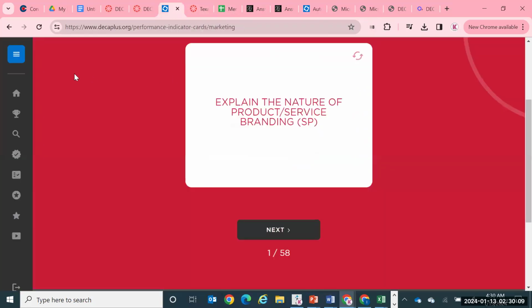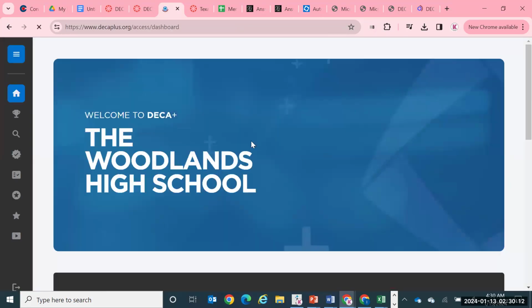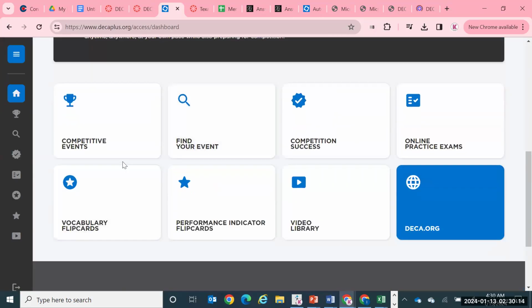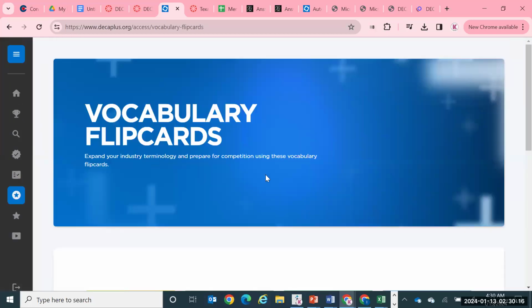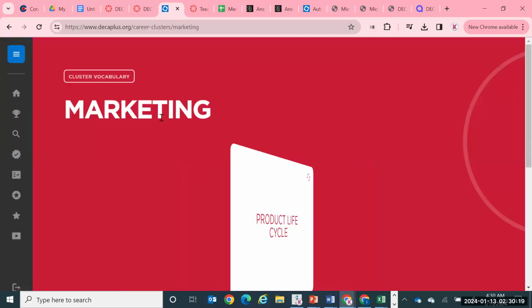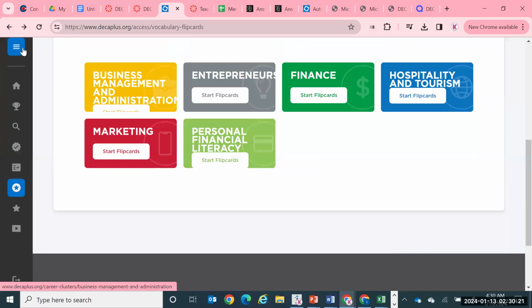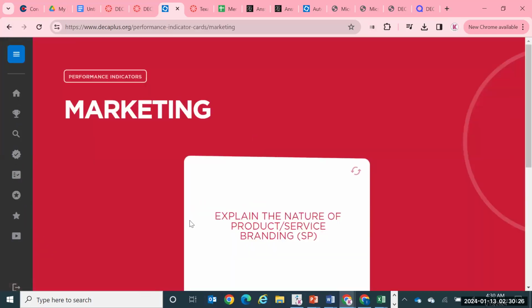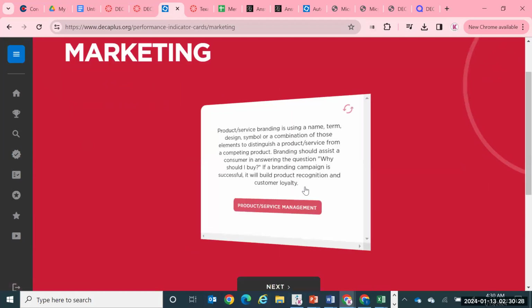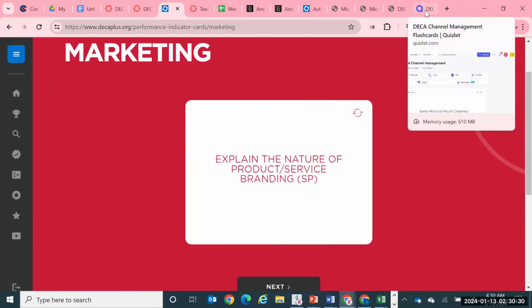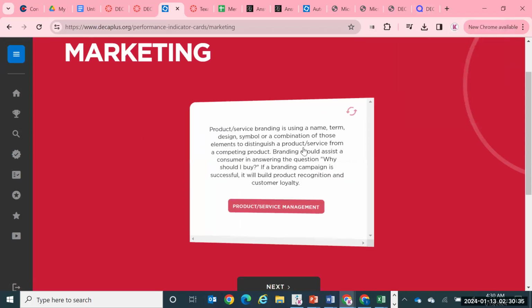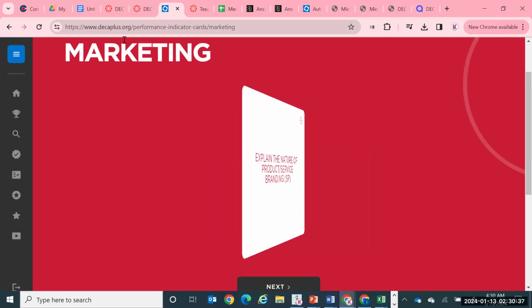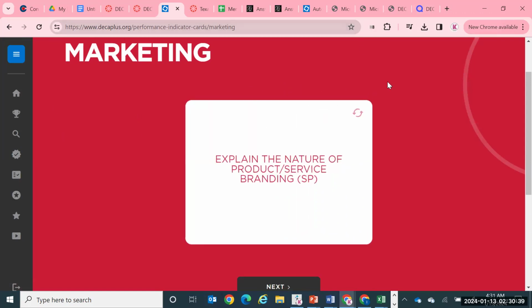So we have a DECA Plus account and I'm putting the login to that as well on there. You can do vocabulary flip cards for your event. You can also do performance indicator flip cards for your event. These are things that DECA has created, so they obviously are right. The bad thing about Quizlet is you're hoping that someone else put the right answers there. Okay. You can watch videos about these specific instructional areas if you want, like Google, YouTube. There's teachers teaching it, right?